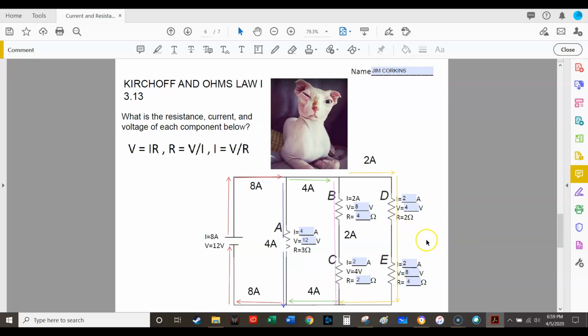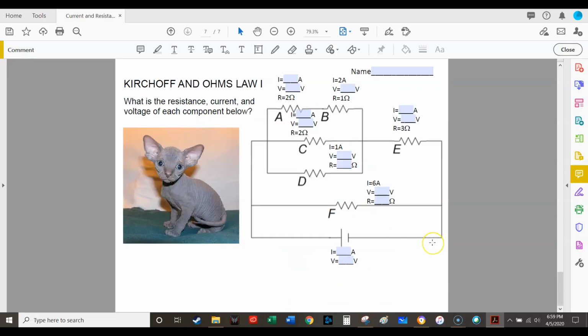All right, that is the first puzzle. I want you to go ahead and try all the rest of the puzzles on Kirchhoff's and Ohm's Law 1. All right, good luck.